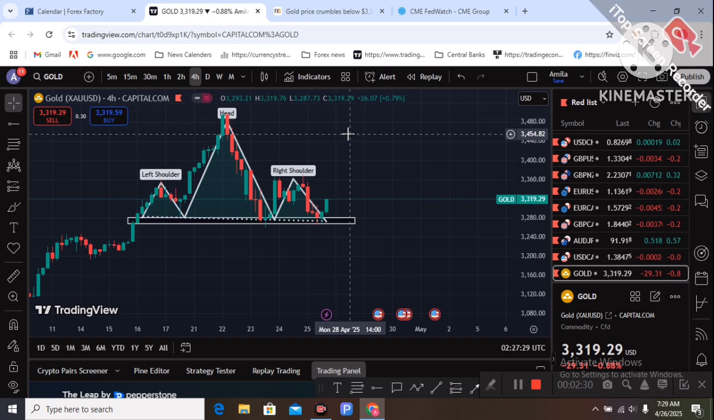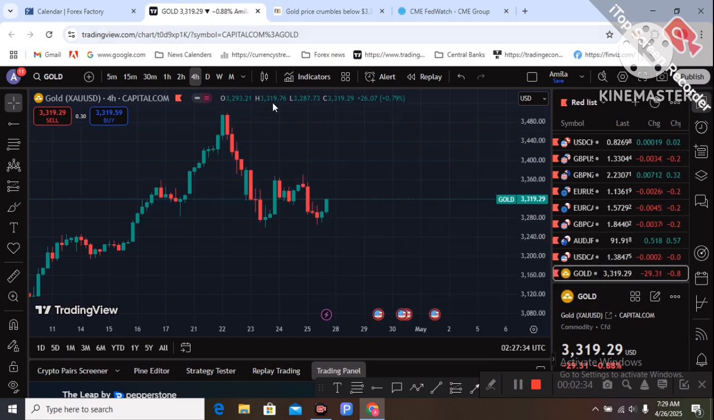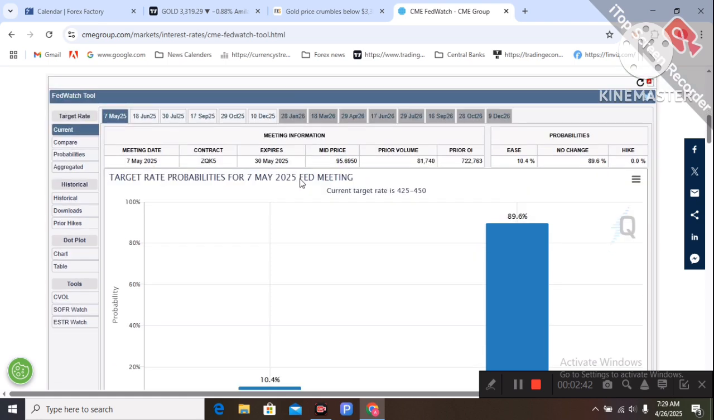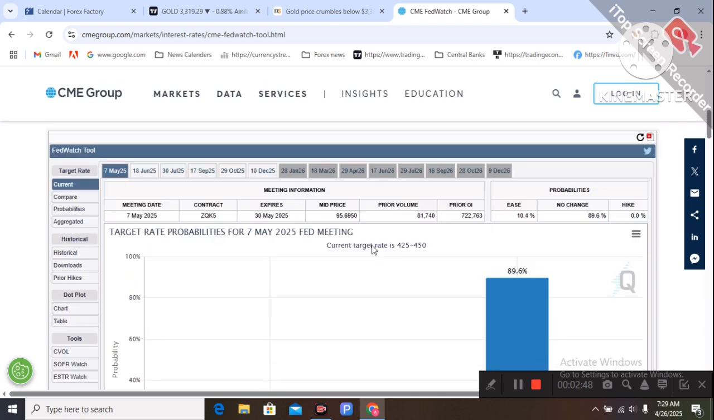Now I'm going to the FedWatch Tool website. The next FOMC meeting is in May. For the May FOMC meeting, the FedWatch Tool indicates 89% is priced into the market for a rate hold. So a rate cut is not priced in for the next FOMC meeting. Now the June FOMC meeting.